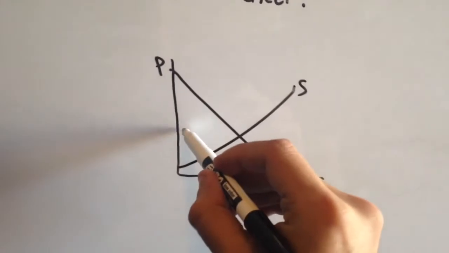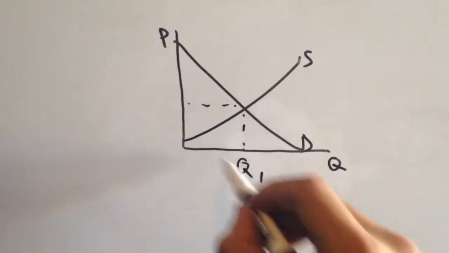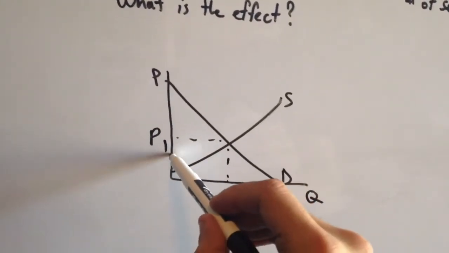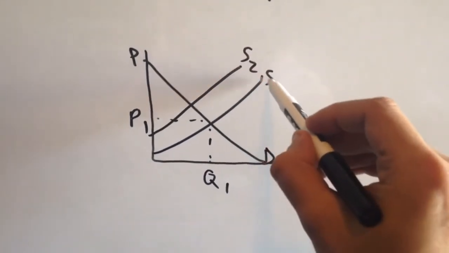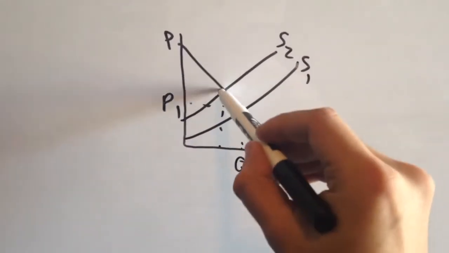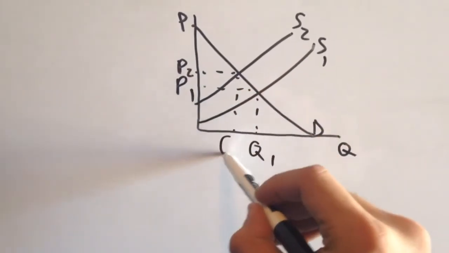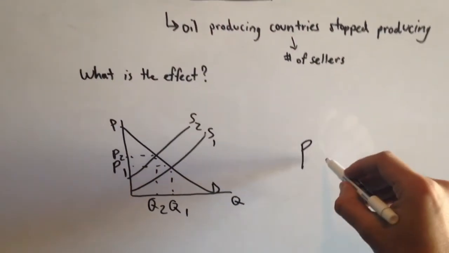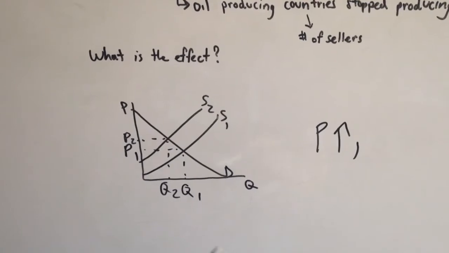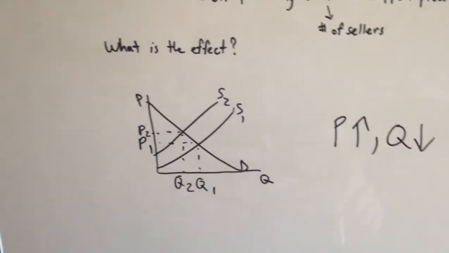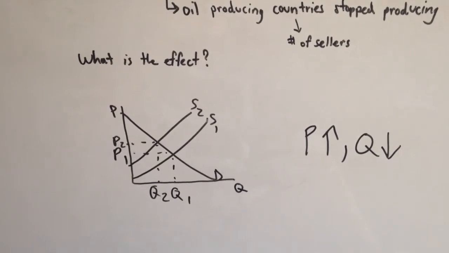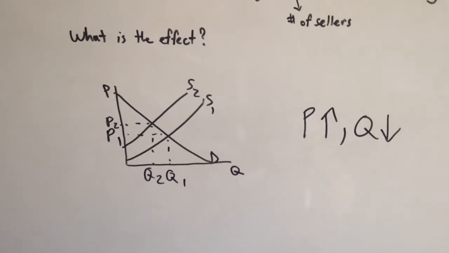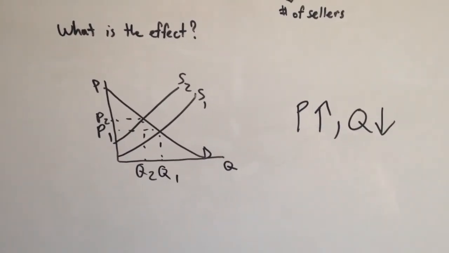So first, let's draw again our equilibrium, Q1 and P1, and this is our supply. So supply is going to shift to the left. And this is our new equilibrium right here, P2 and Q2. So the price then increased and the quantity decreased. So since there's a decrease in the number of suppliers for oil, the price increased. And what happens is that the cost of gas also increases.